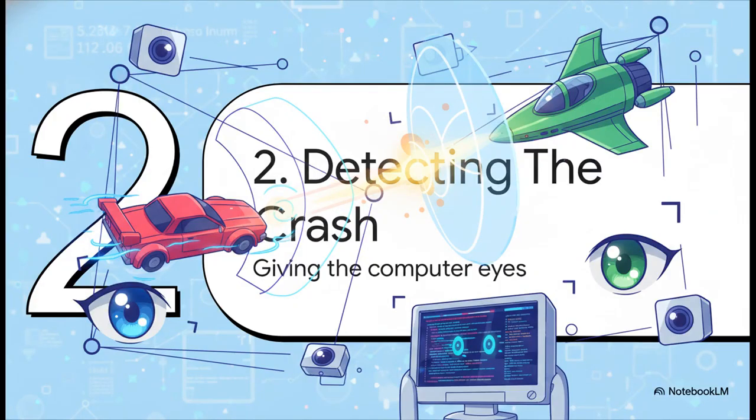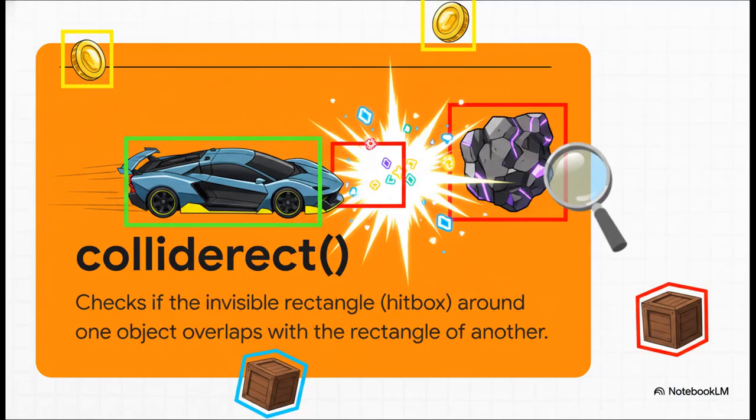So how do we solve this? Well, we start by detecting the crash. Before we can react to a collision, our program needs to even know that one happened. We basically need to give the computer a pair of eyes. The tool for this job is a function called collideRect. And honestly, the concept is brilliantly simple. The computer doesn't see our fancy car or our detailed rock sprite. Instead, it just draws a simple, invisible rectangle around each object. We call that a hitbox. The collideRect function just asks one simple question. Are these two invisible boxes touching?